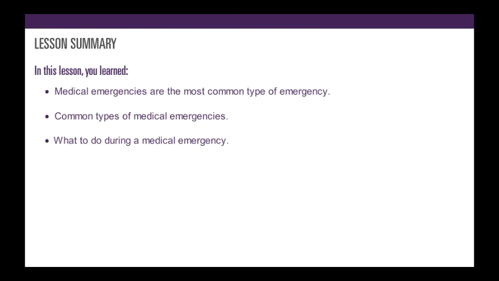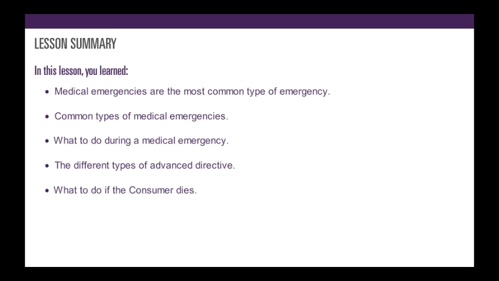Call 911, keep the consumer calm and comfortable, report to the case manager or supervisor, and contact the consumer's family or friends. You learned about the different types of advance directive: living wills, power of attorney, DNR, and POLST. You learned that your role is to give them to medical personnel. You also learned what to do if the consumer dies.